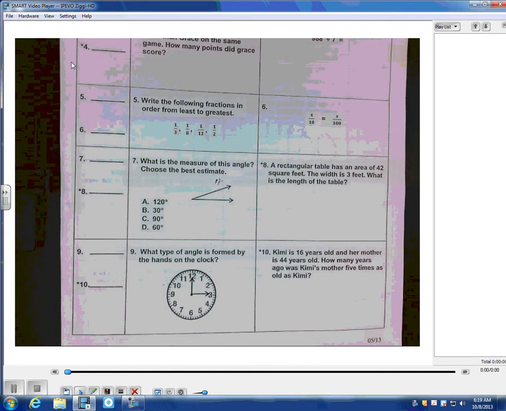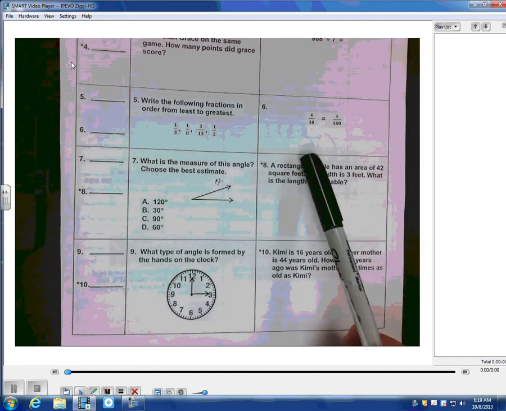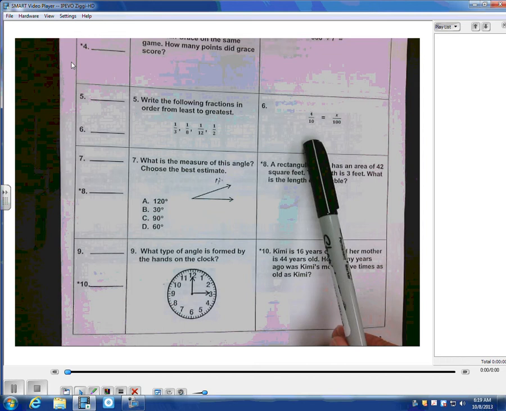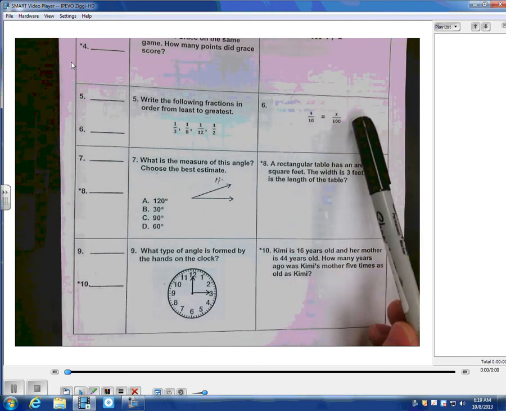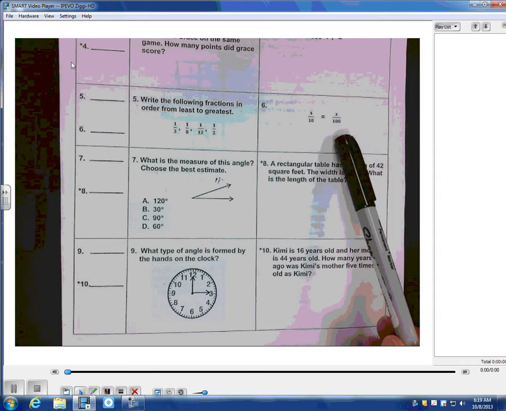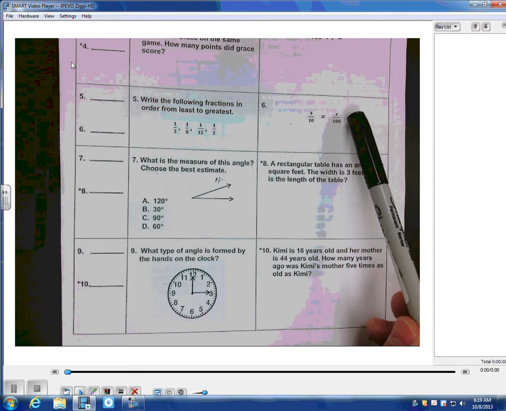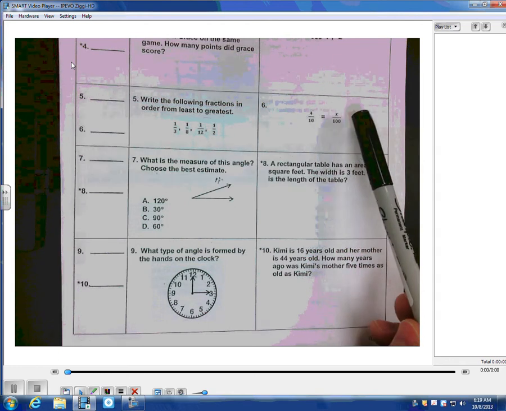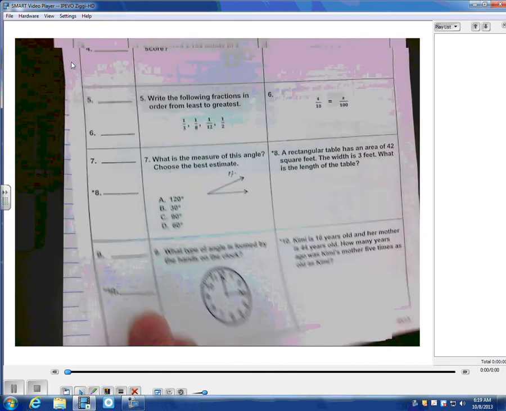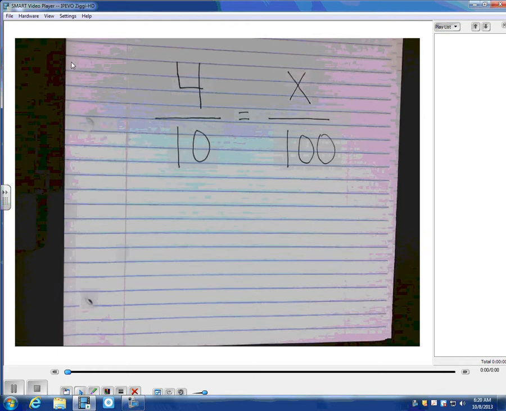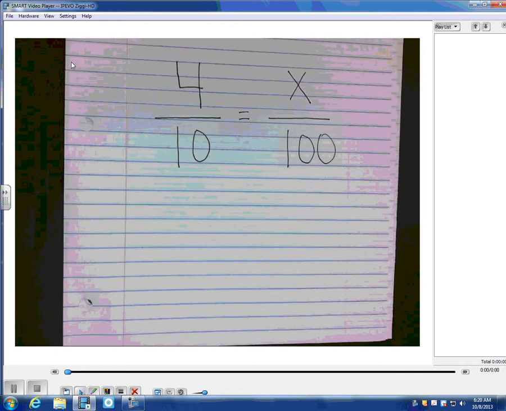Okay, let's look at number 6. Number 6 is 4/10 equals x over 100. Okay, so they do not give us the numerator in this problem, so we have to try to figure out what that numerator is, what the x is. Okay, so let's look at this a little closer here.